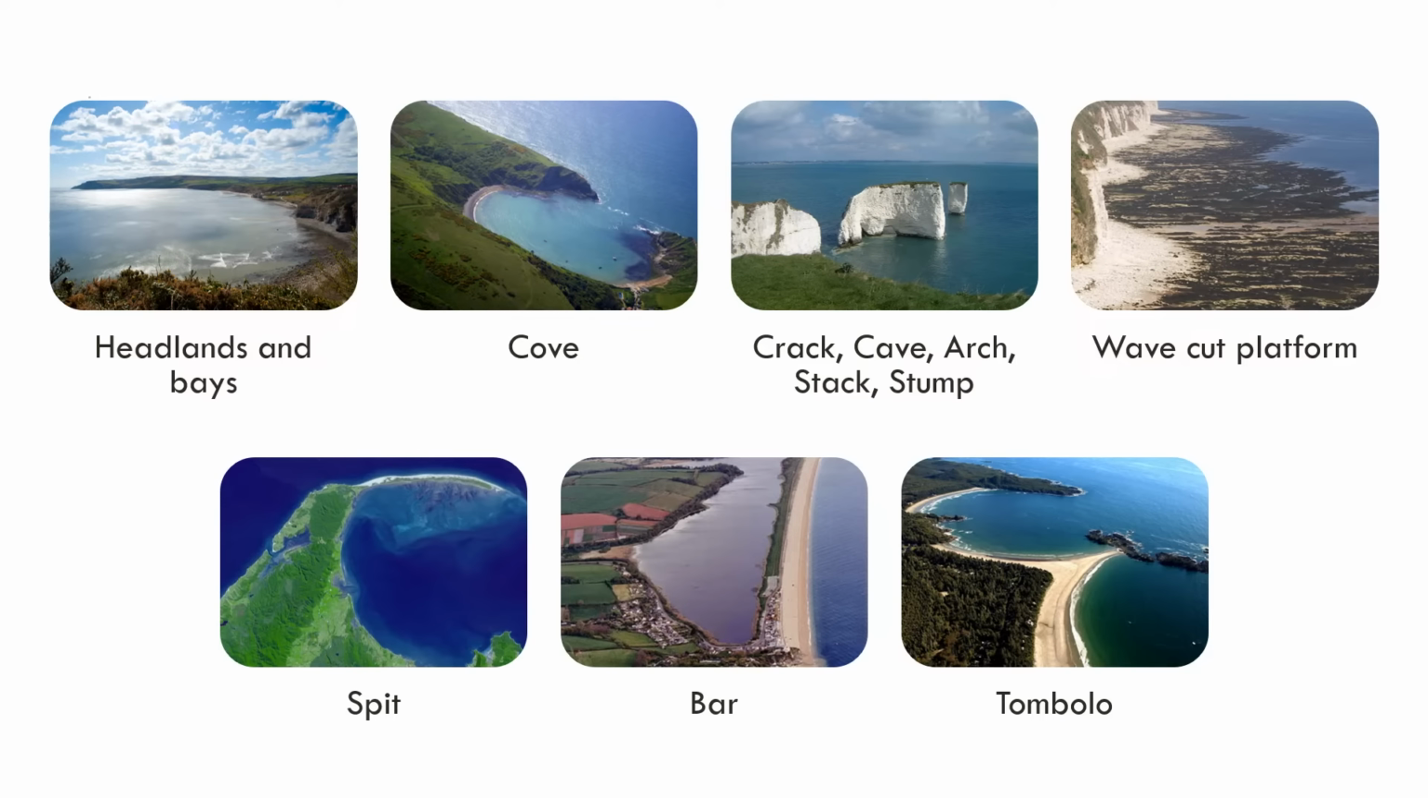And here I've just provided you with some nice photos of other coastal landforms that you need to be aware of and what they look like. So headlands and bays, coves, cracks, caves, arches, stacks, stumps, tombolos, bars, etc. Okay, so please do make sure that in your revision notes, paper 1, paper 2, you know exactly what these look like from a photo and on a map.